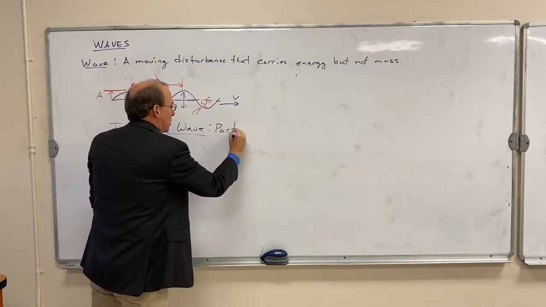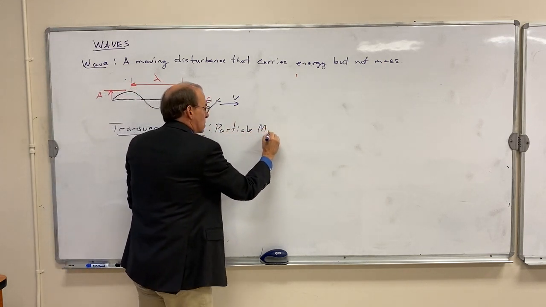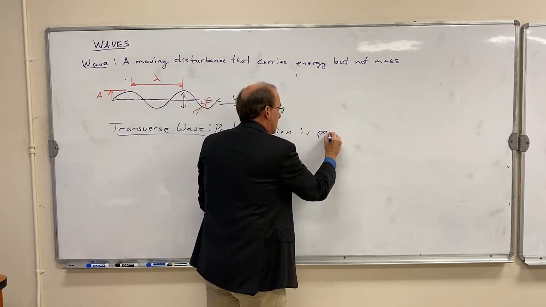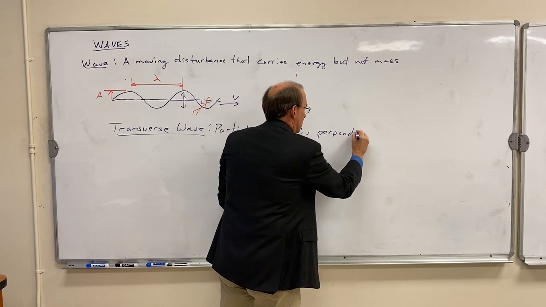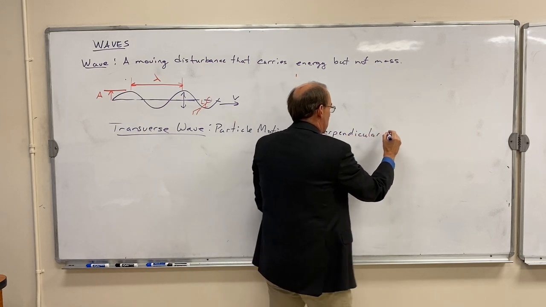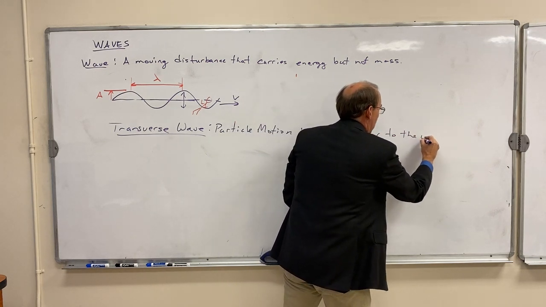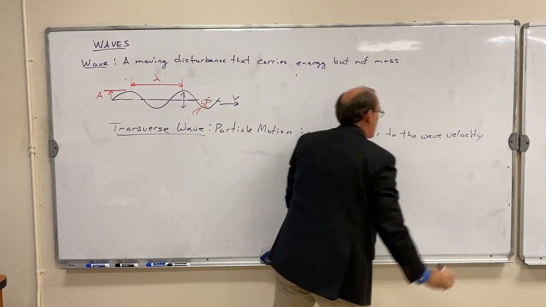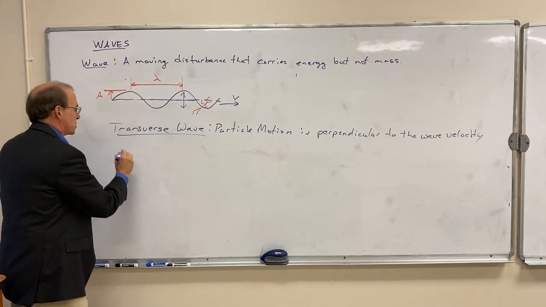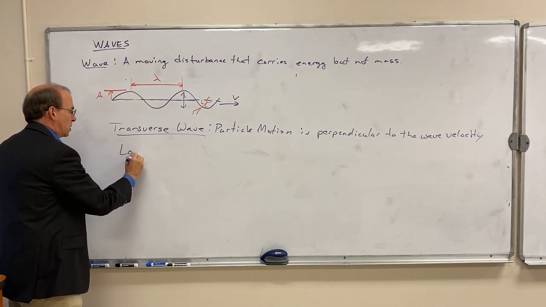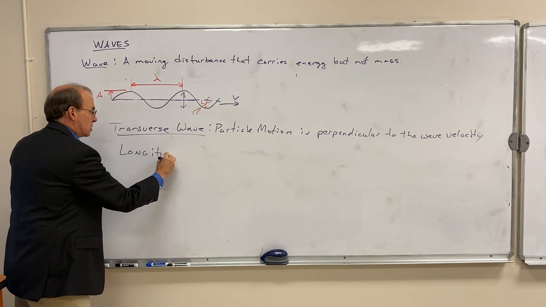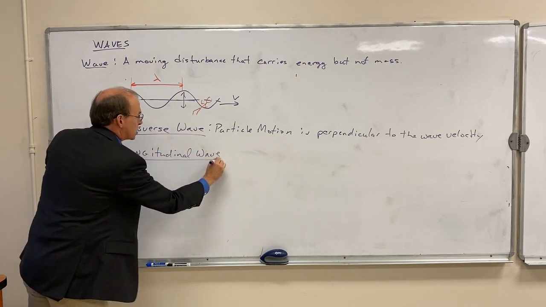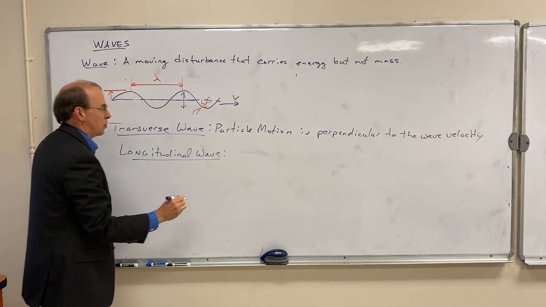The particle motion is perpendicular to the direction of the velocity. Perpendicular to the wave velocity. But there's another class of wave. There's something called a longitudinal wave. This is where the particle motion is parallel to the wave velocity.